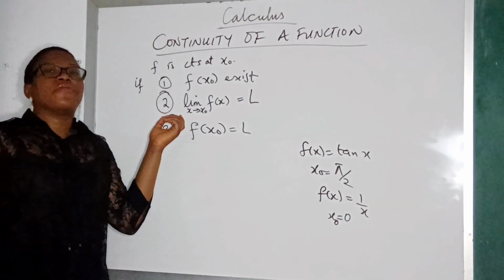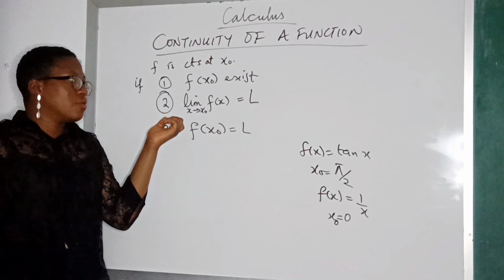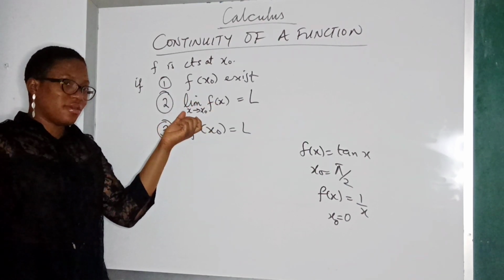Limits exist if the left hand limit and right hand limit exist and are equal. So this is like a summary.